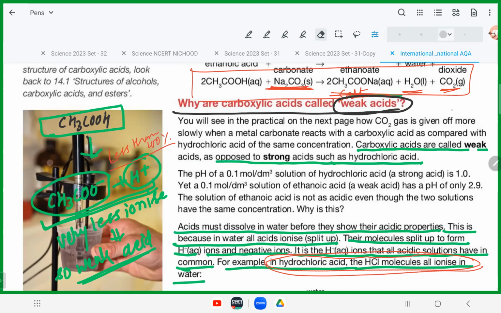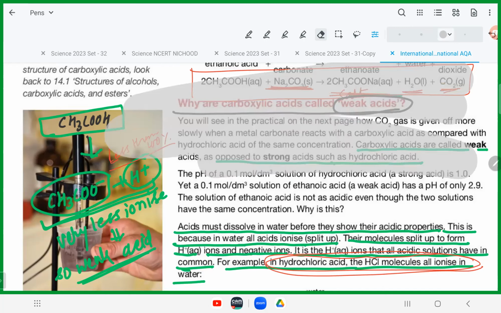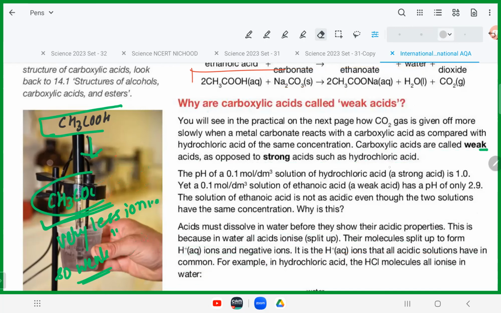You will see in the practical on the next page how carbon dioxide gas is given off more slowly when a metal carbonate reacts with a carboxylic acid as compared with hydrochloric acid of the same concentration. Carboxylic acids are called weak acids as opposed to strong acids such as hydrochloric acid.